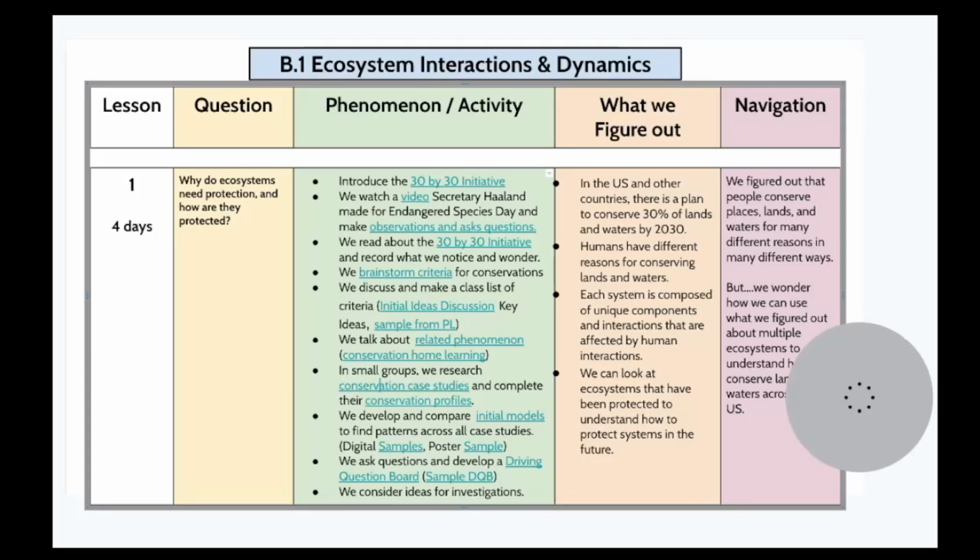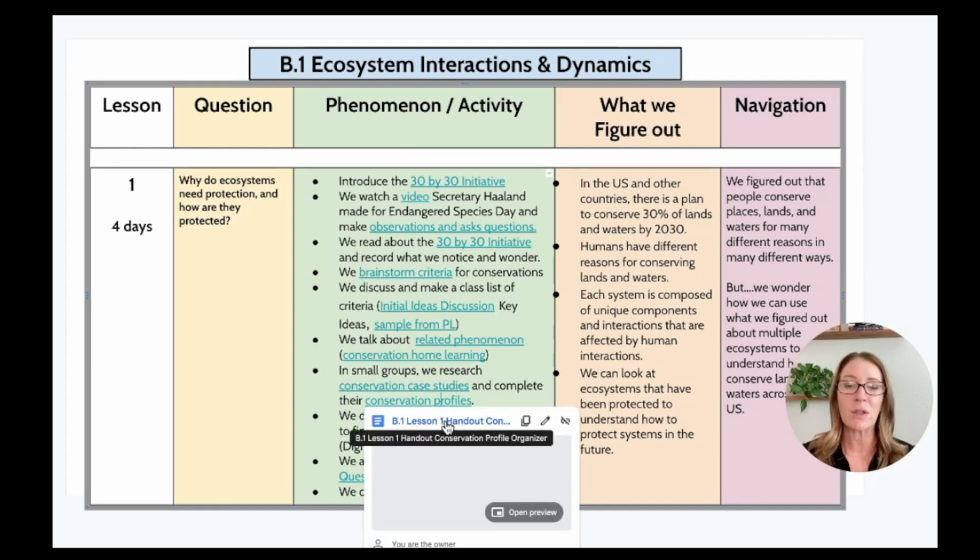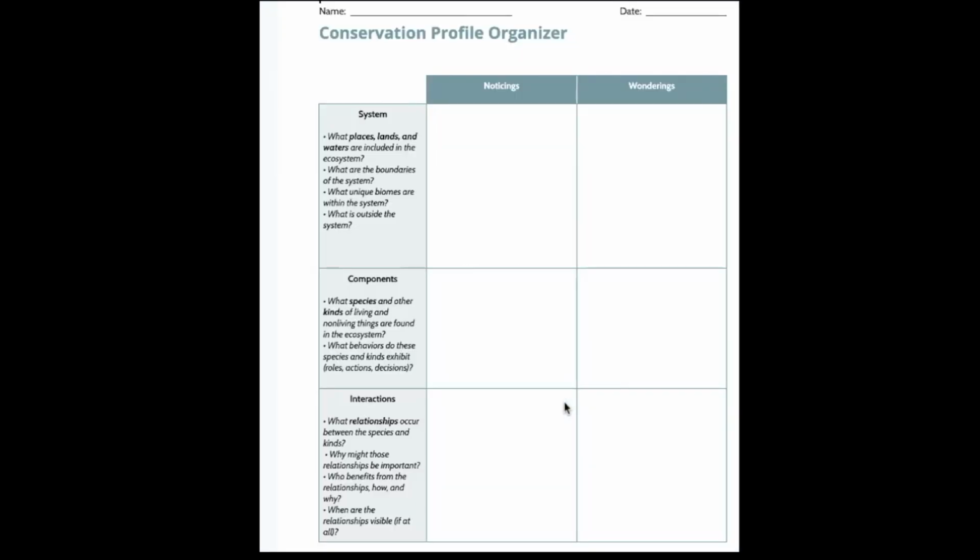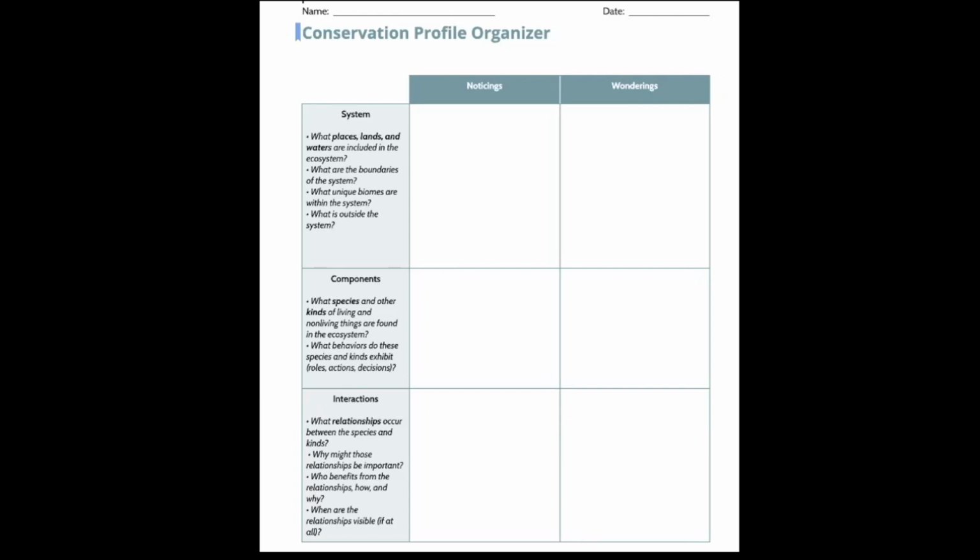So we're going to look at these conservation profiles, and then we write down some information from the slideshow. So we look at systems, components. So we're giving them a lens. This really helps with modeling. The systems, what components are there, and what interactions. This is a scaffold for modeling.